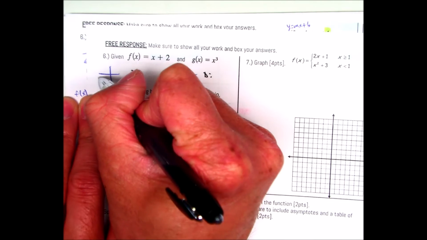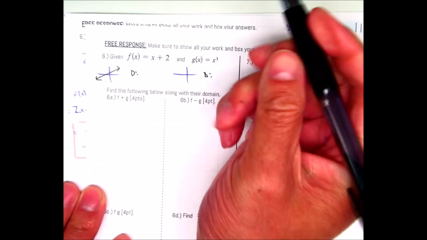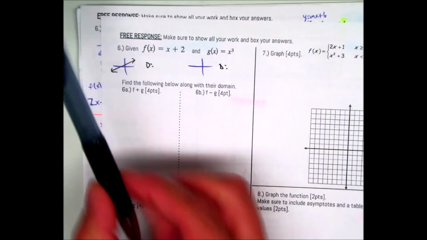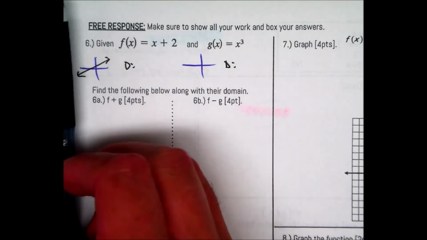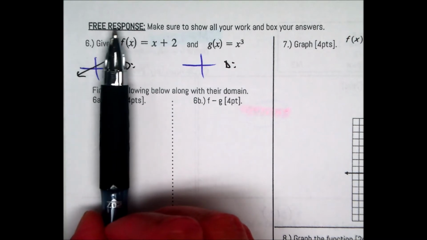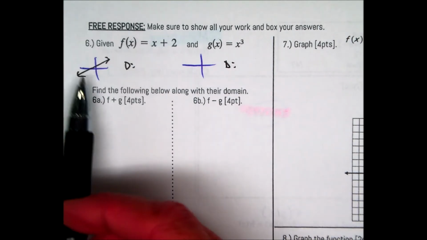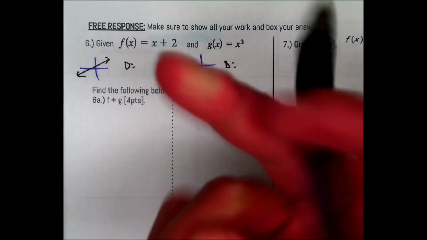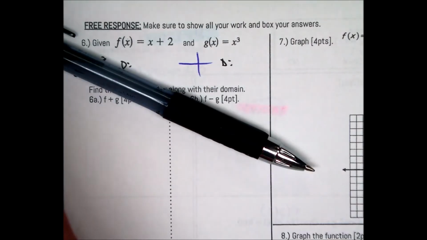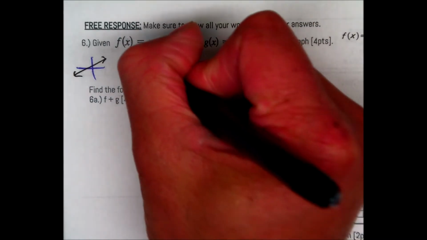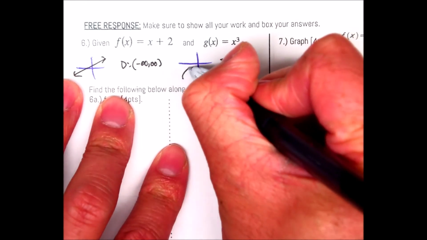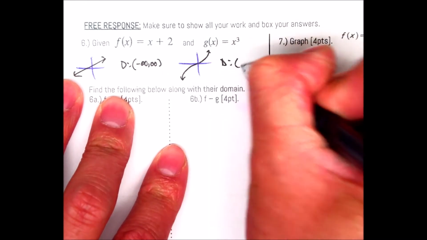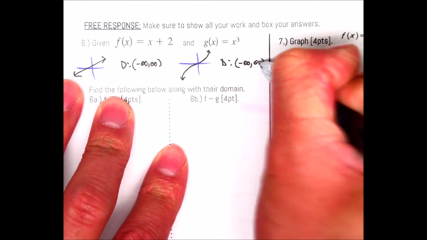X plus 2 is just a linear. Remember, domain means going left to right. You're going from left to right here. You're starting on the x values that are negative infinity, and the x values are positive infinity. So don't think it's negative infinity because it's pointing down. You could have had the slope like this, and that would be negative infinity to positive infinity. And then x cubed, our graph looks like this. Same thing, negative infinity to positive infinity, because you have your two arrows.